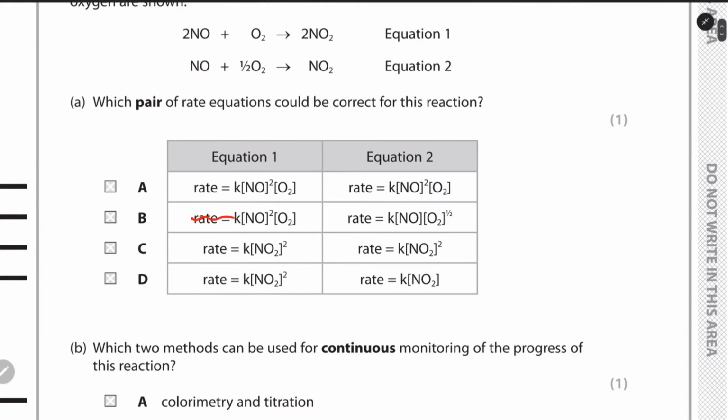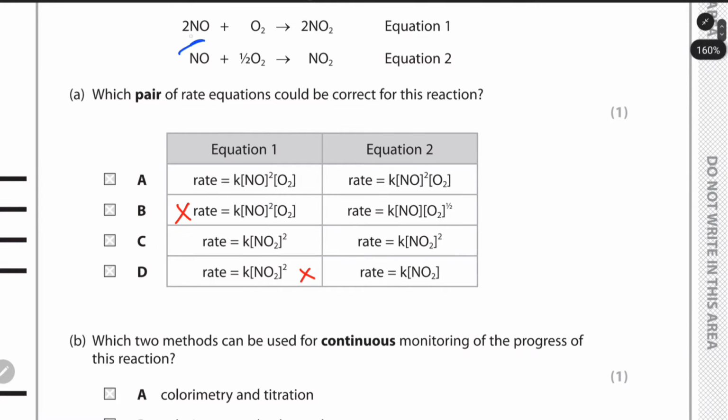So B is not our option since this and this are different. So we can cancel this and this since we have a power of 2 here and power of 1 here. Now in the rate equation only the reactants can be involved. However, in C and D the product is involved in the rate equation. This is not possible, so we can cancel C and D. We'll only be left with A.